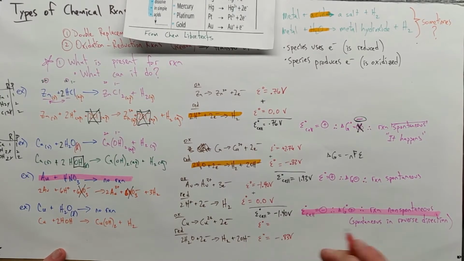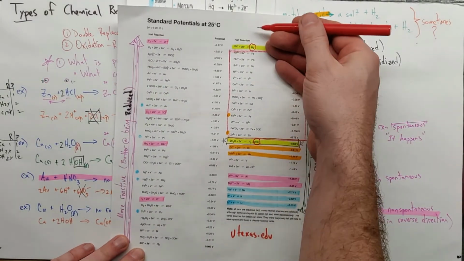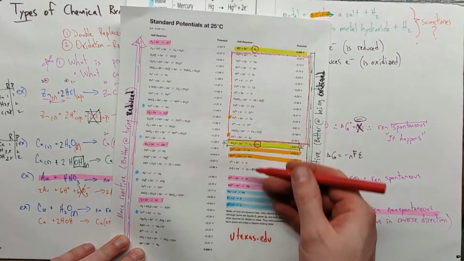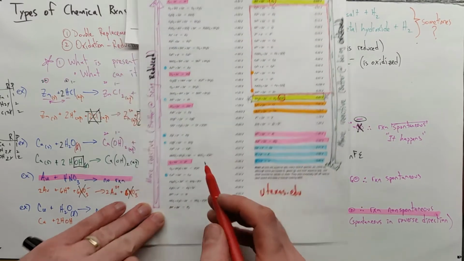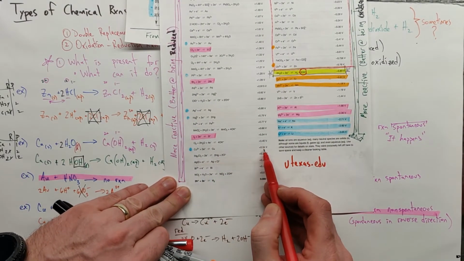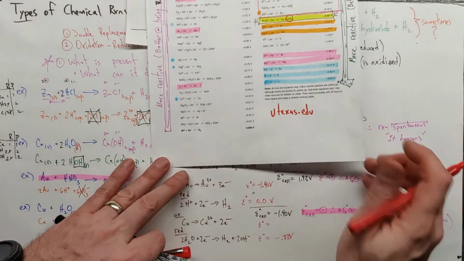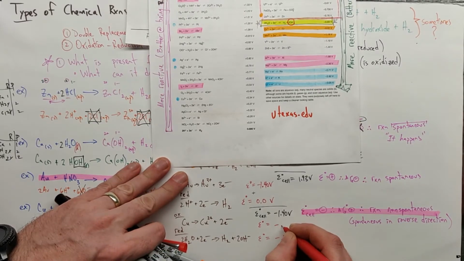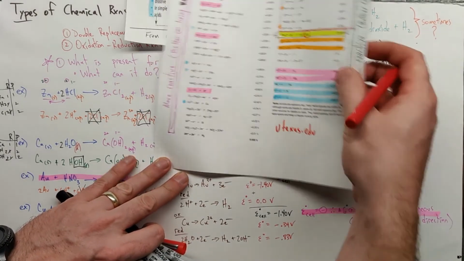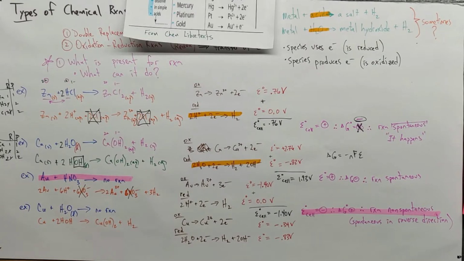E standard on this one for copper 2+ is right here at a positive 0.34 volts for reduction. So negative 0.34 volts for oxidation. So we're going to add these together, and it looks like we get something like negative 1.27 volts as our E standard for the cell.